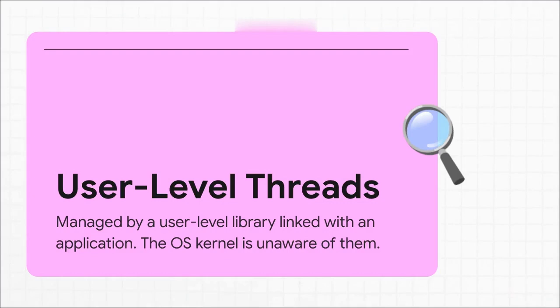You can think of these guys as, well, like an application's own secret private team of workers. They're managed by a library that's part of the app itself. And here's the kicker. The main operating system, the kernel, has absolutely no idea they even exist. It's totally oblivious. From the OS's point of view, it just sees one single program running. All that fancy multi-threaded stuff, it's all happening behind a curtain, completely invisible.